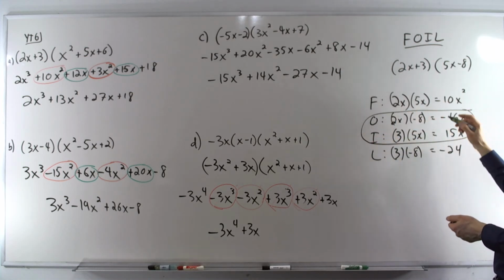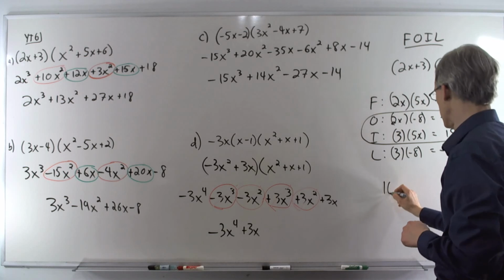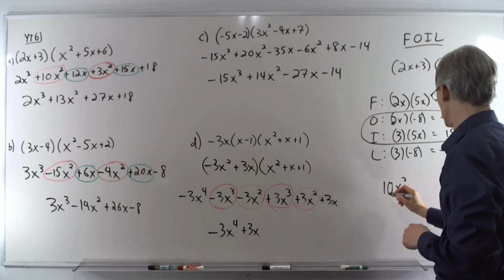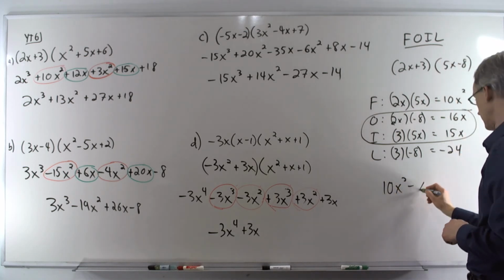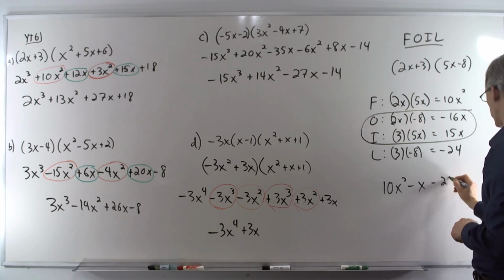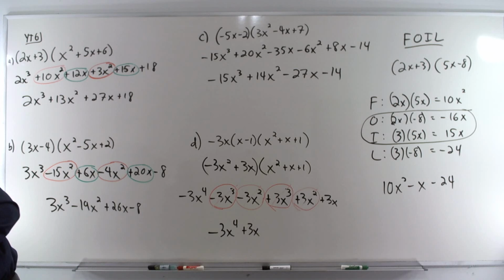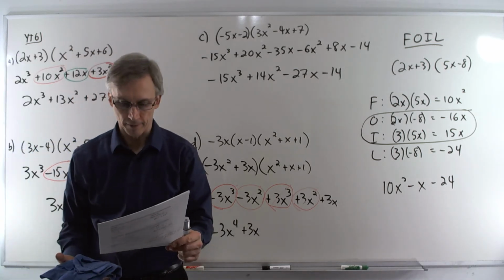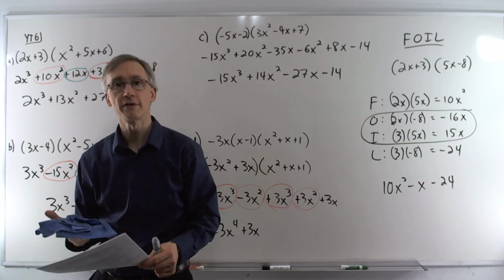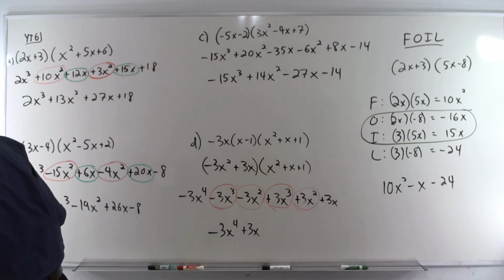We're going to combine these two like terms together. So we get 10x squared, combining these, that's minus x minus 24. Your turn, number 7. Use the FOIL method to multiply those binomials.